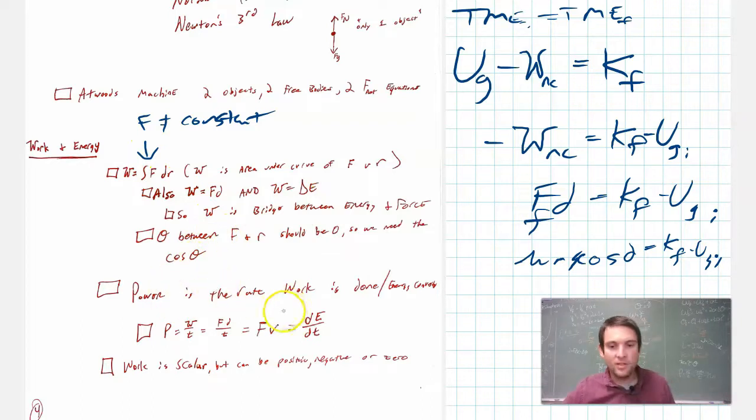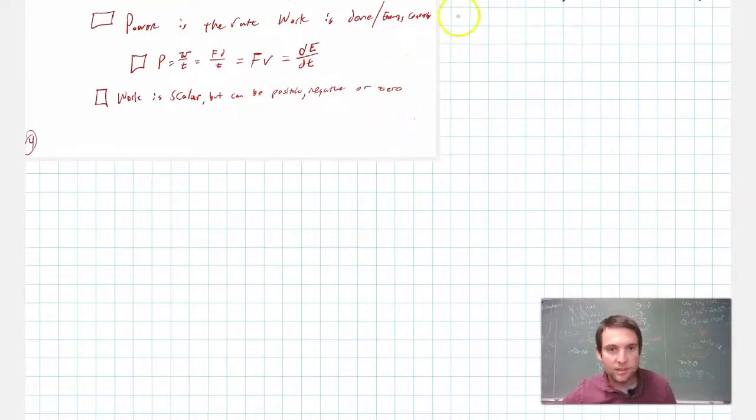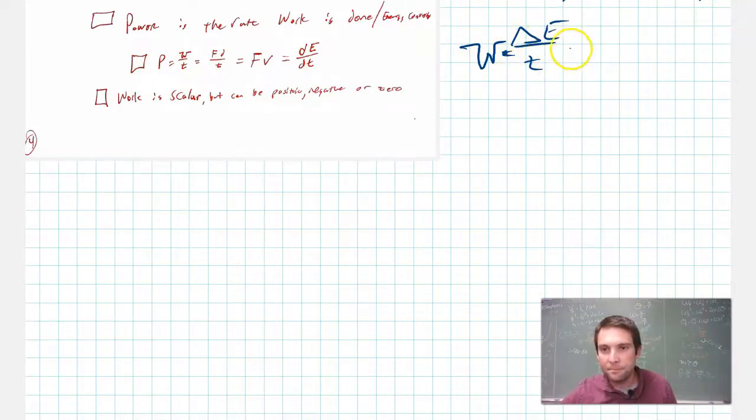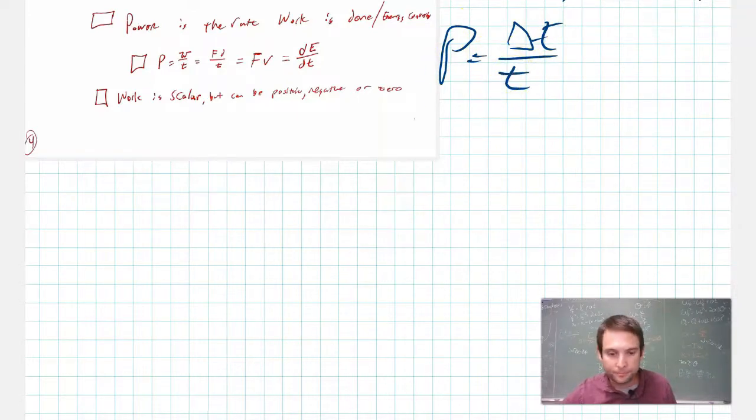Power is the rate that work is done. So power is the rate that energy is transformed within the system. Power equals work over time. Well, I'm going to write it because I love doing this derivation so much. Power is your change in energy over time. Let me write the right thing, man. Power equals your change in energy over time.